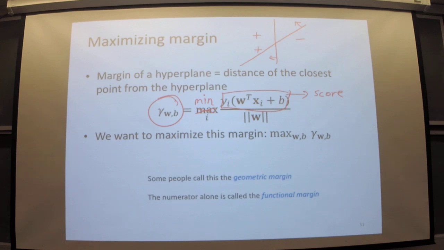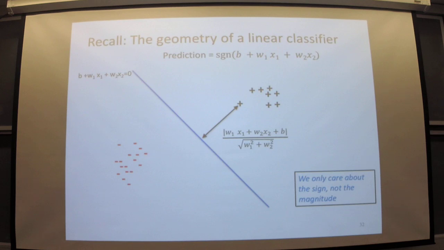So here's the neat trick that we're going to pull on, and this is going to be slightly risky. We want to maximize this quantity, and we only care about the sign and not the magnitude. What that means is that I can divide W and B by any positive number. In fact, let me write that down. Let's say I divide everything by a number C.